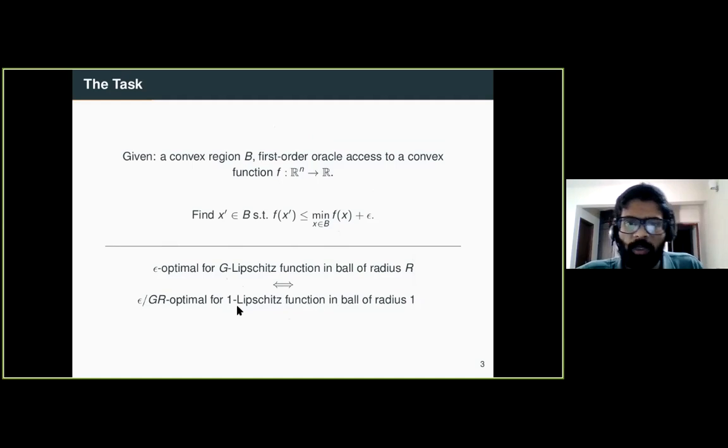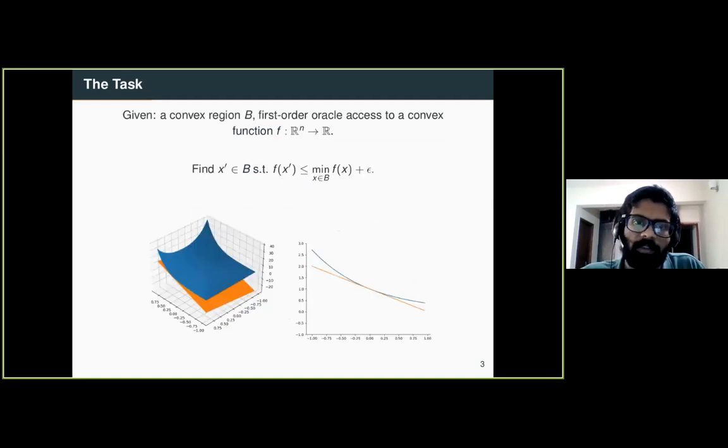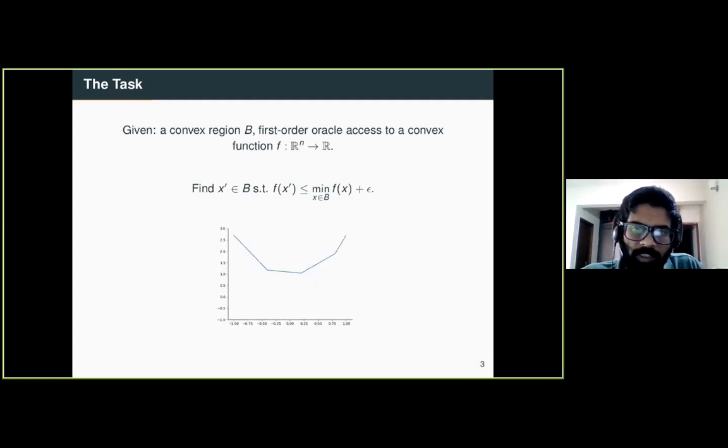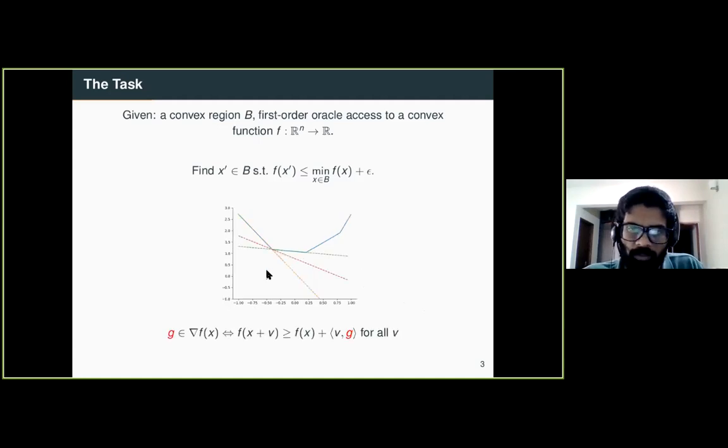And now I have to tell you what happens if gradients don't exist. So a gradient is merely a hyperplane that passes through the point in question and stays completely below the curve. For convex functions, this is an equivalent definition of gradient. And if the function is non-smooth, for instance this function, and you want to find the gradient over here, there are multiple such hyperplanes you can use. For example, all these 3 hyperplanes are valid, and these are called subgradients.